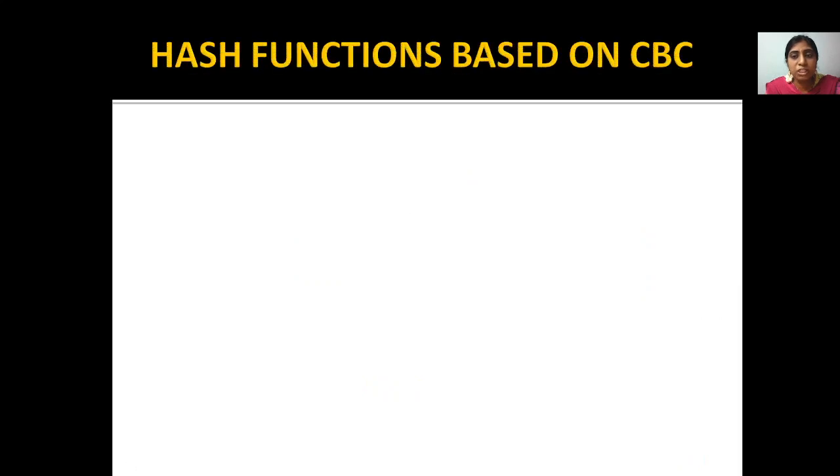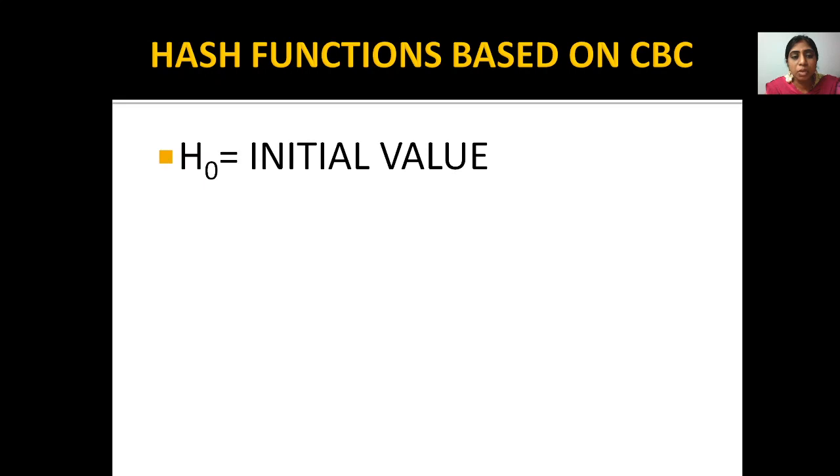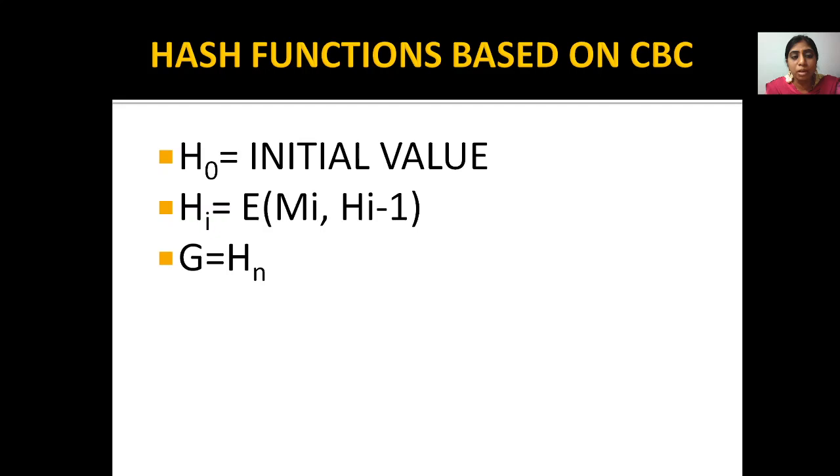So, hash functions based on CBC. H0 will be the initial value, Hi will be the encryption of the message and the previous hash code value. Then the last value, that is the G value, is equal to the hash of the last hash code value. The G value is equal to the message digest value.